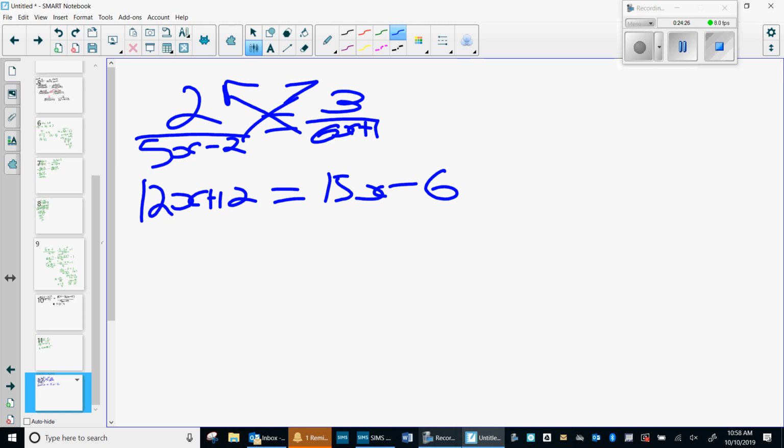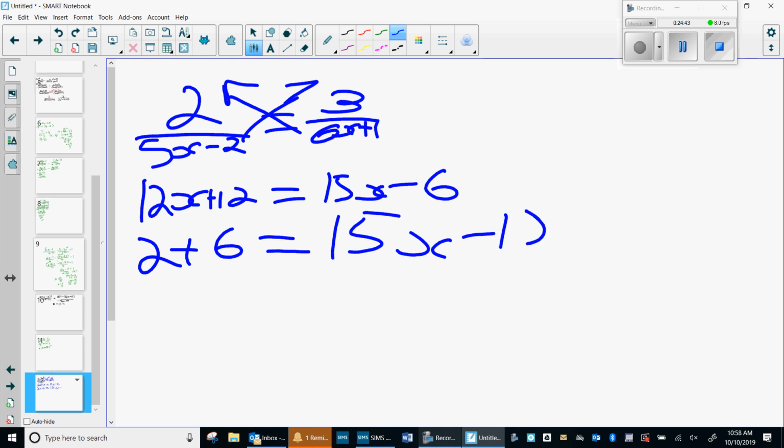So keep going. And so then, no, it's not 12, I messed that up, it's 2. 1 multiplied by 2. Oh, yeah. So I just messed that up. So 2 plus 6 equals 15x minus 12x. And then that equals 8 equals 3x. And then you just do 8 over 3.